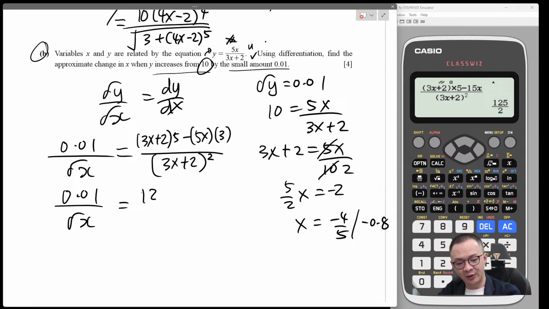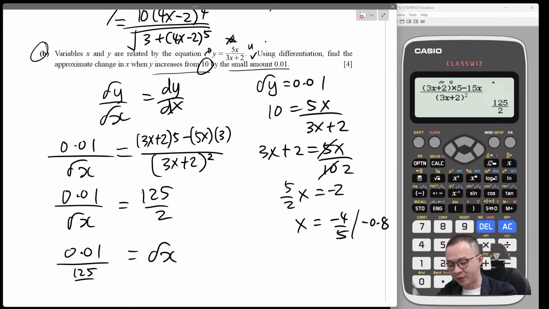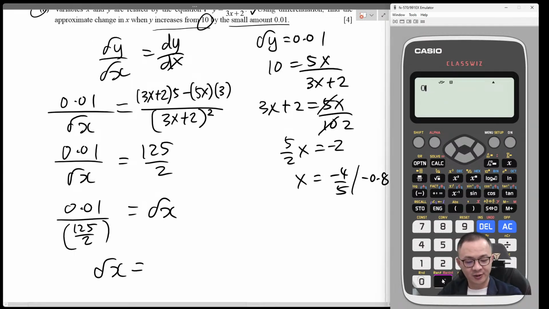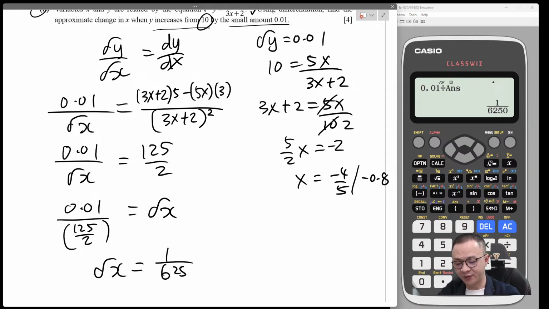So I will get 125 over 2. So my change of x is basically 0.01 divided by 125 over 2, right? Then I can know my change of x. 0.01 divided by my answer just now, 1 over 6250. Done.